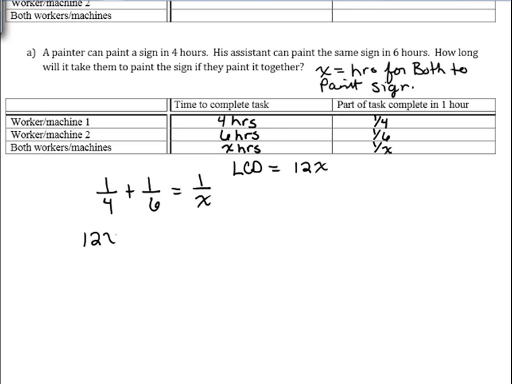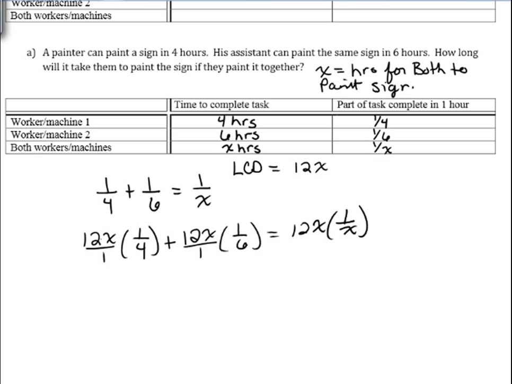So 12x times 1/4. And again, you can write the 12x over 1. You don't have to, but you can. Plus 12x times 1/6 equals 12x times 1/x. And 12x times 1/4, 4 goes into 12 3 times, and so we'll be left with 3x. Plus 6 goes into 12 2 times, that will leave us with 2x. And it equals 12x times 1 over x, and so the x's cancel, and we're left with 12.